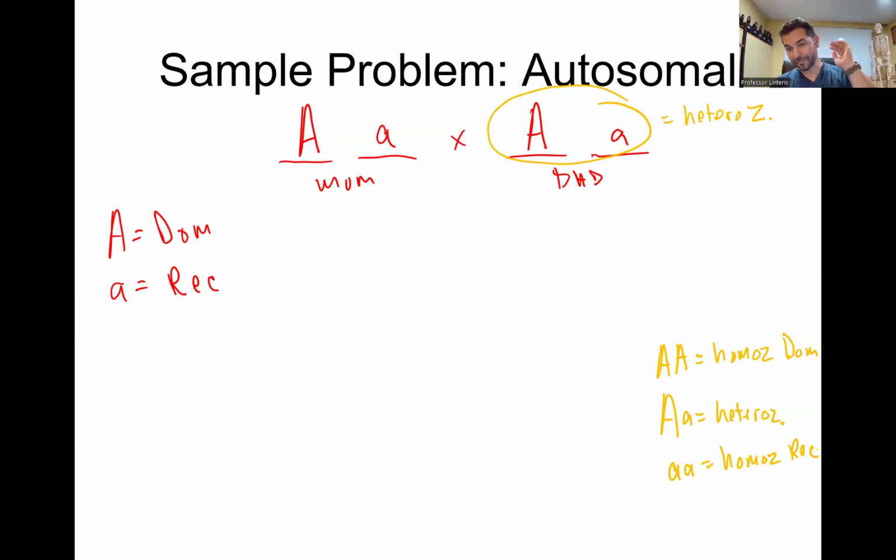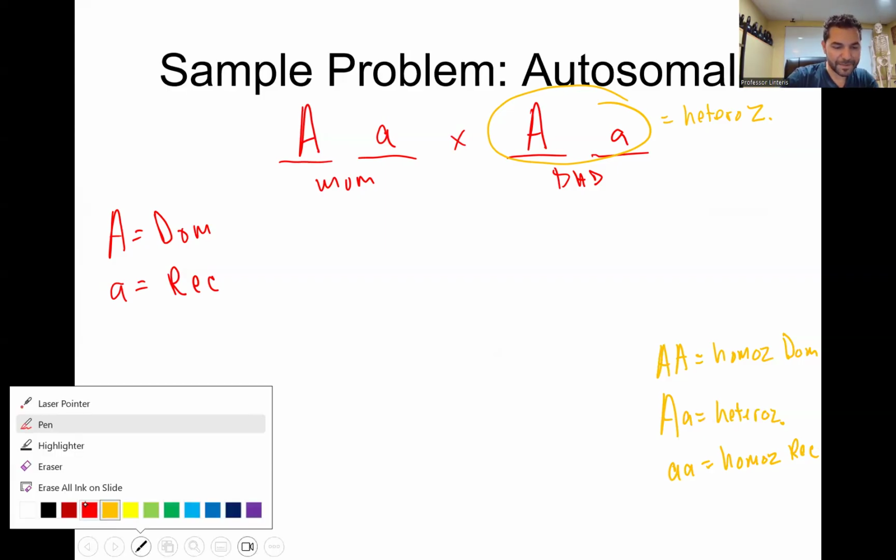Big A, big A is homozygous dominant. Big A, little a, as I described here, is heterozygous. Homo means same, dominant. Hetero means opposite, a big and a little. And homozygous recessive means little a, little a. So perhaps I say the mother and father were both heterozygous. This is what we would start off with, right?